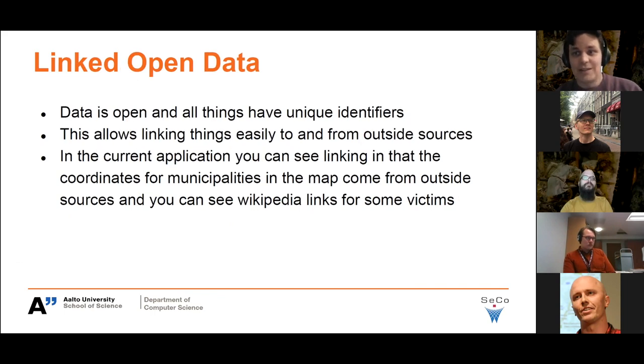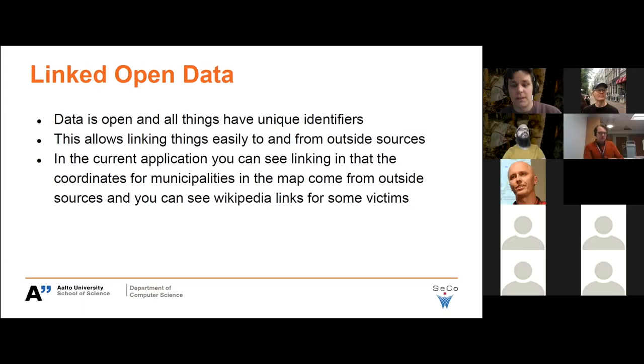And of course, this is linked to open data. So you can link to outside sources and from outside sources to here, to the public database. For example, in future, some genealogical pages could link here. At the moment, we are linking to place sources and, for example, getting place coordinates in that way. Also, there are Wikipedia links in some cases.